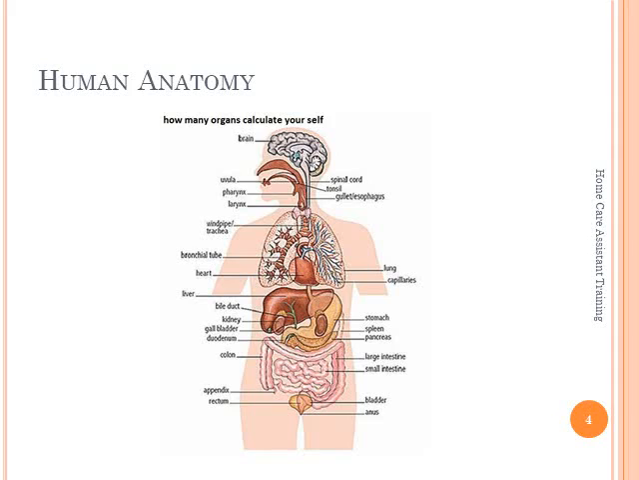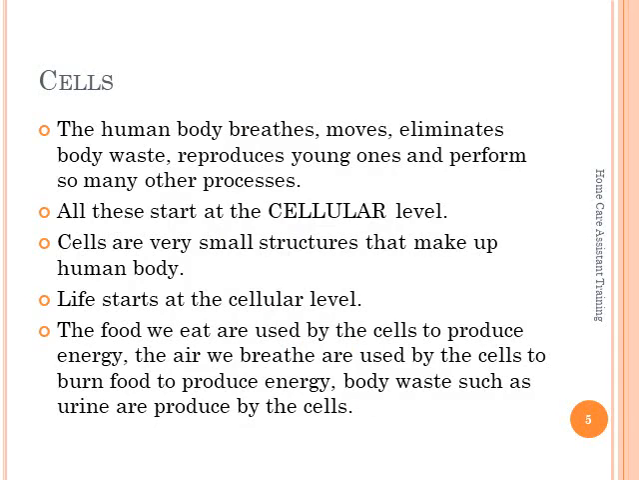We have the tonsils. We have the spinal cord. We have the brain, the uvula, the pharynx, the larynx, the windpipe, trachea. We have the bronchial tube. We have the heart, the liver, the bowel, the kidney, the gallbladder, the duodenum, colon, appendix, and the rectum. There are more internal organs than this, so you may come across some which we have not mentioned here.